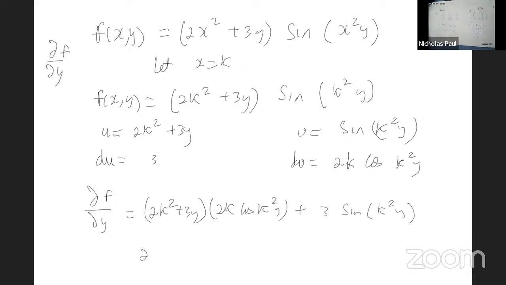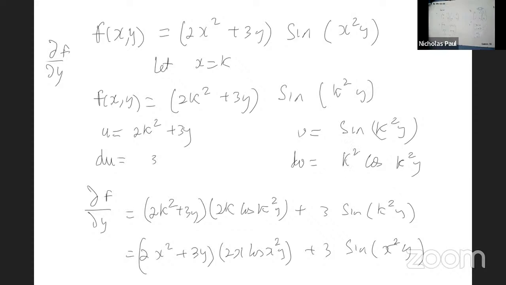Right? Put back the x. So that'll be 2x squared plus 3y, times x squared cos x squared y, plus 3 sine x squared y. That should just be k squared.